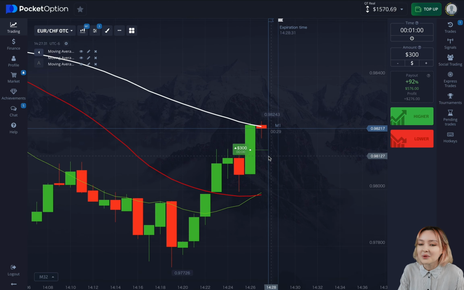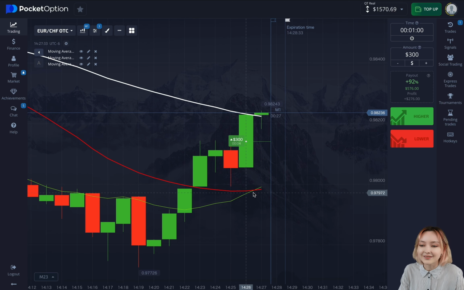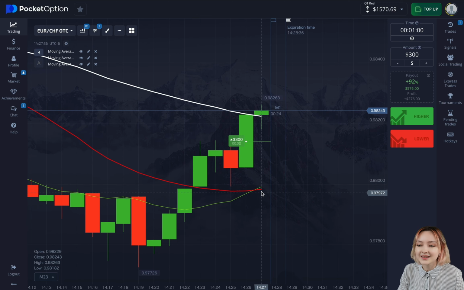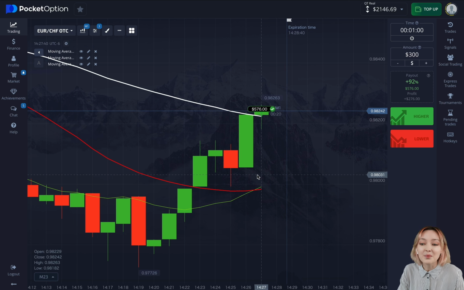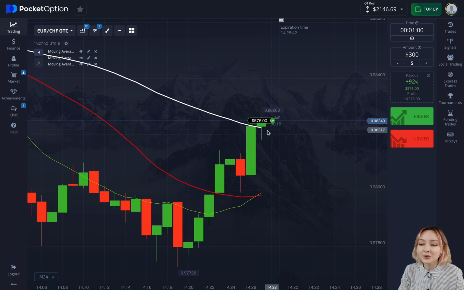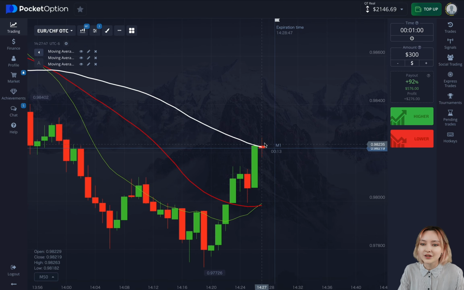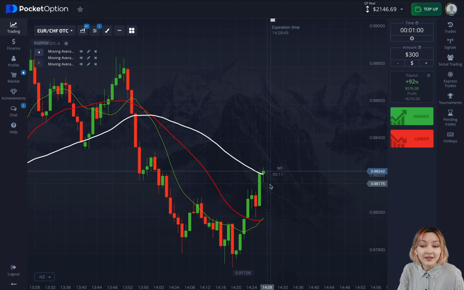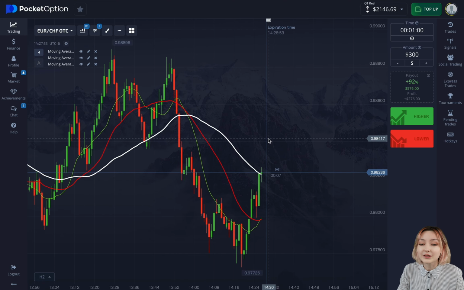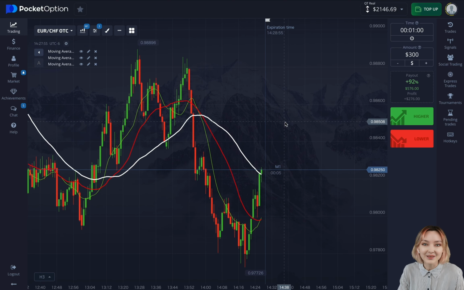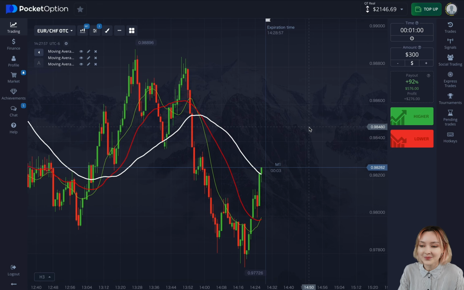As I've said, we're witnessing an intersection of the green and red lines. The fast line crosses the slow one upwards. It's an obvious signal to buy, and moreover, the price has finally reached the white line, which it might now either give a nice reaction to or break and keep up with its rising motion. I hope it's clear. Let's observe.